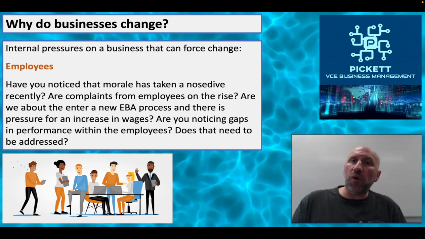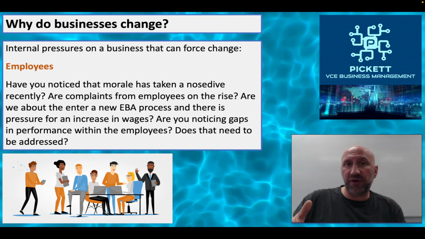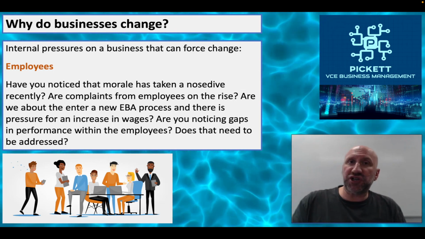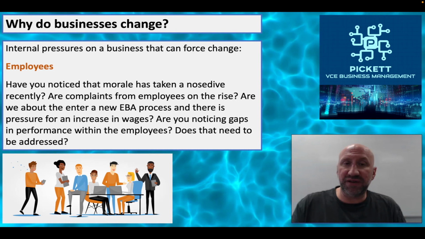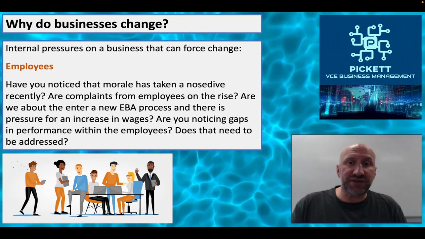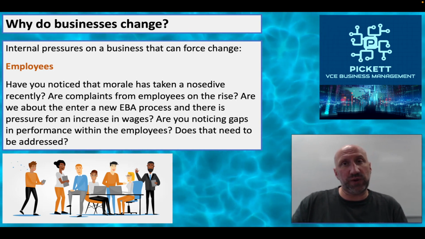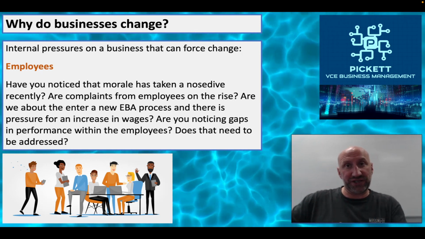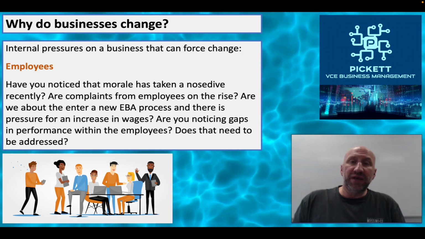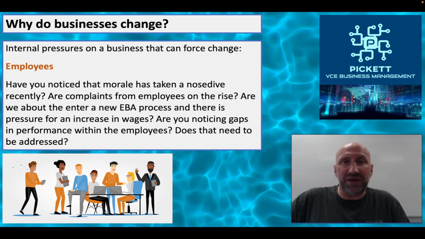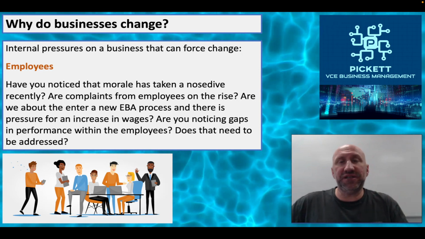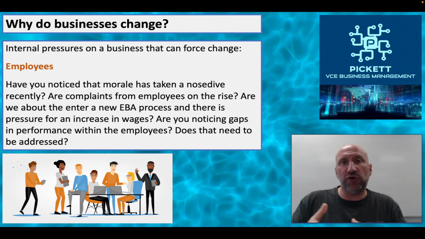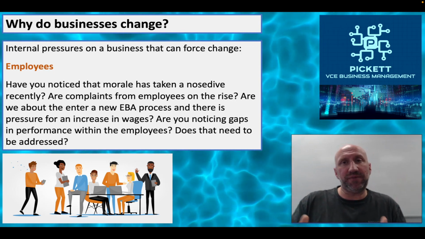Are we about to enter a new enterprise bargaining process to set up a new agreement? And there's now pressure coming from employees and maybe the unions even for an increase in wages. So again, something we need to take into account. We might need to make changes within the business to account for that increase in wages that we may have to pay. Are there gaps in performance with the employees? Does that need to be addressed? We need to make some changes within the business to make sure that the employees are performing at the level that we need them to be performing at.